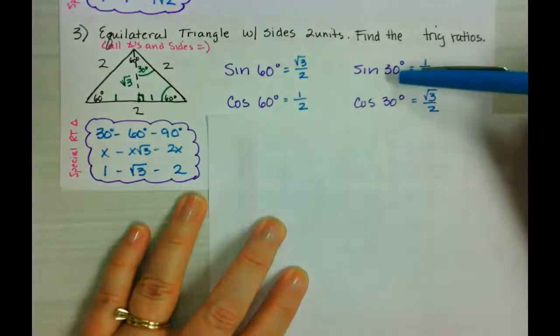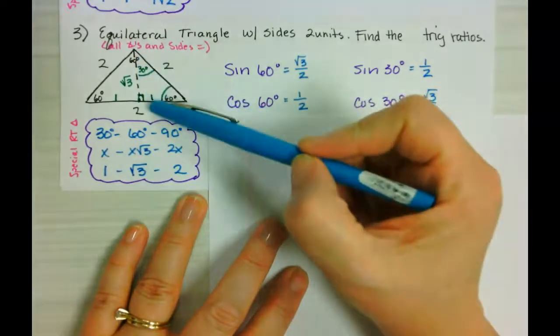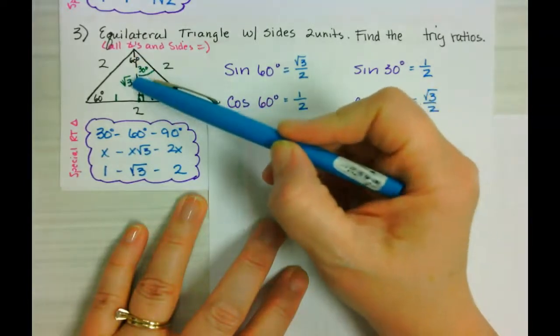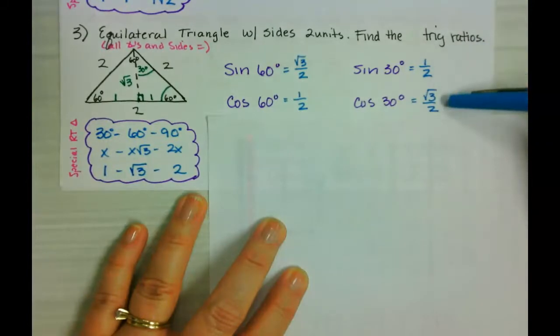Well, when I switch to the 30 degree, now I have to go up here and use this as my point of reference. So this becomes the opposite side. This becomes the adjacent side. That means sine of 30 degrees is 1/2, and cosine of 30 degrees is root 3 over 2.